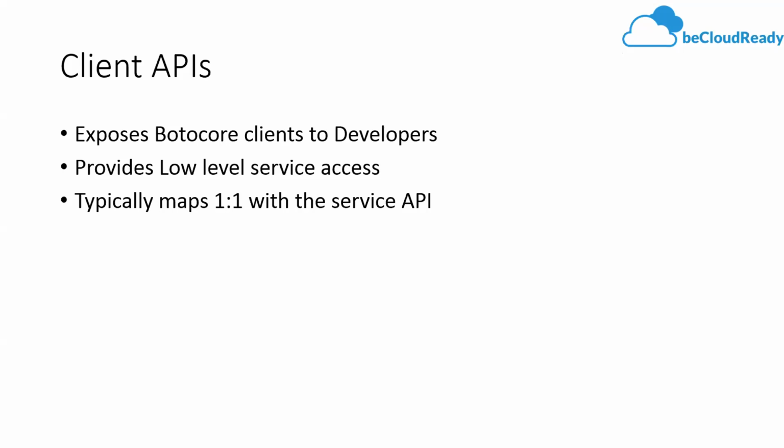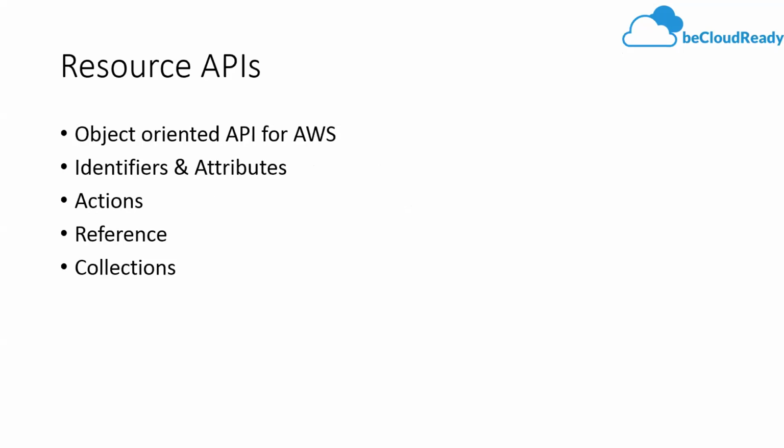So once again, client APIs are low-level service APIs. They typically map one-to-one with the service API, whereas resource APIs, which are the ones that we're going to be using, are more of a broader term, stuff like creating EC2 instances, etc. And they're object-oriented APIs for AWS. Boto3 makes them object-oriented, and they have identifiers and attributes. You can do actions, you can reference them, you can send them to collections, anything like that.